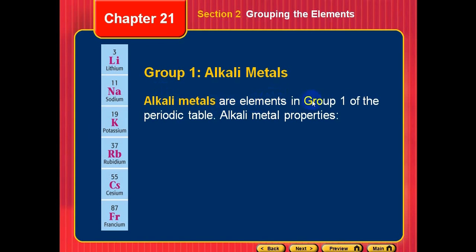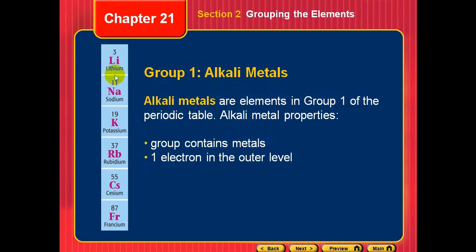Alkali metals are elements in group 1 of the periodic table. Alkali metal properties: they all are metals. All of them have one electron in the outer level. As we mentioned before, when we distribute electrons in the energy levels we should follow the octet rule. What does the octet rule mean? It means that the outer shell should have 8 electrons or 0 electrons. So in alkali metals, it's easy for them to lose 1 electron instead of gaining 7 electrons to have the octet. And this is why they are very reactive.